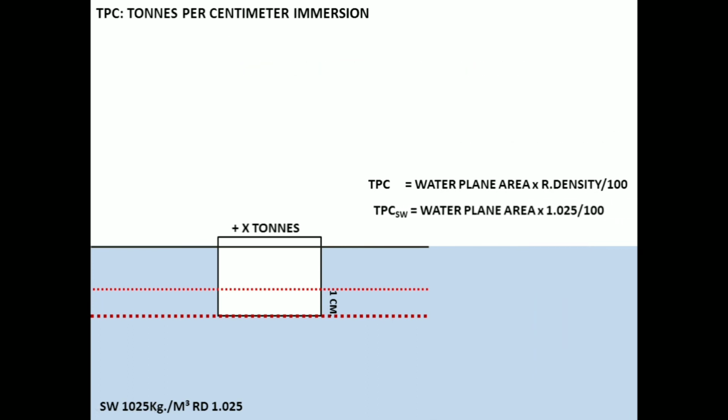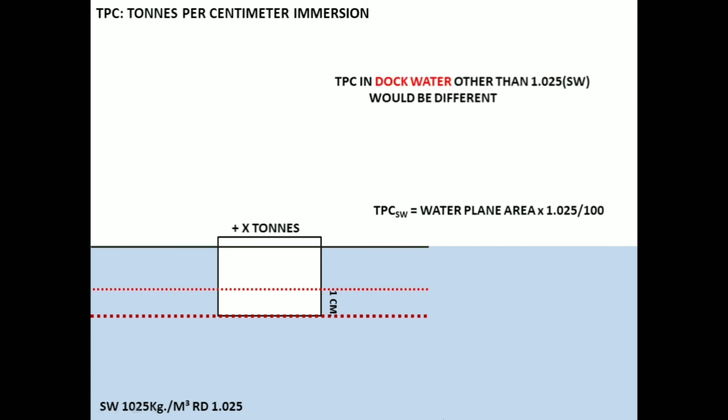So TPC salt water is the water plane area of the ship at a particular draft multiplied by its relative density divided by 100. If you look at this formula here, the TPC has involvement of salt water, I mean the specific gravity or density here. So depending upon what density water you are sailing on, your TPC should also vary.